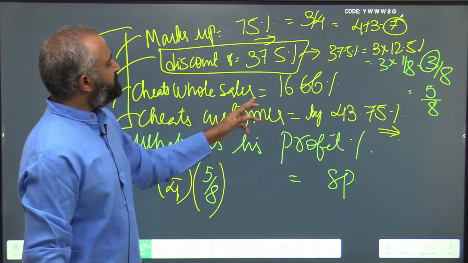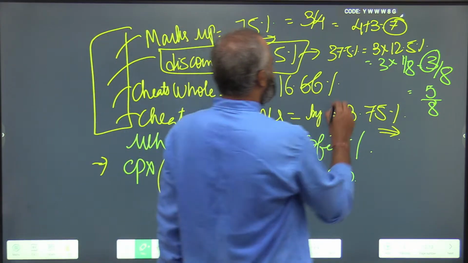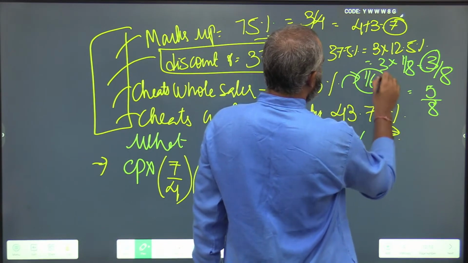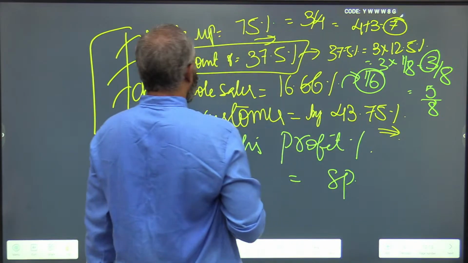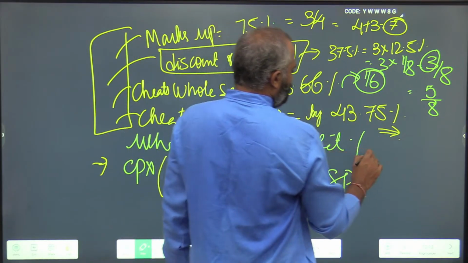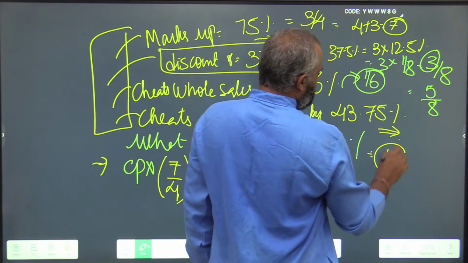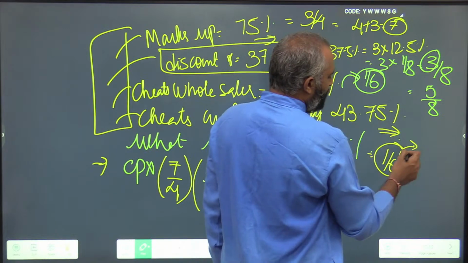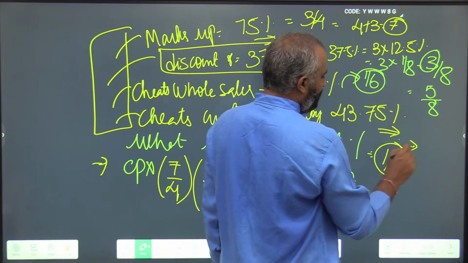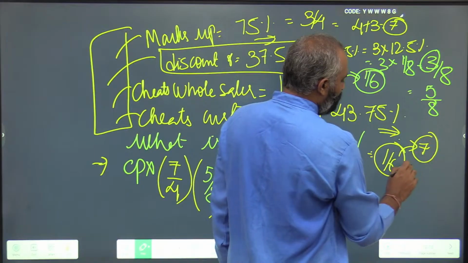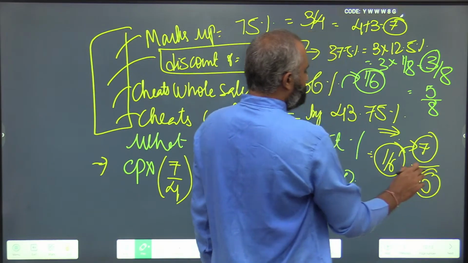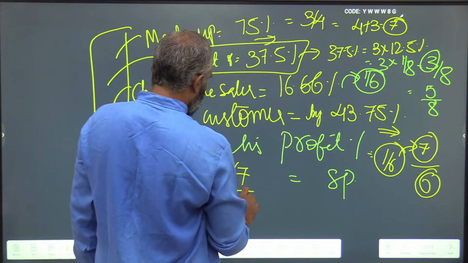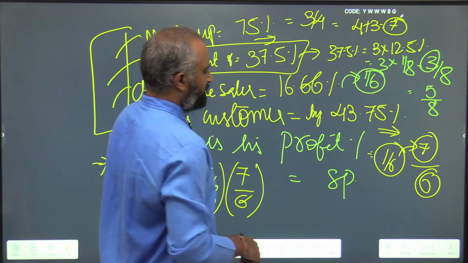Next, he cheats the wholesaler by 16.66%. 16.66% is nothing but 1 by 6. How will he cheat the wholesaler? By taking more than what he paid for. For 6, he is cheating by 1 unit. That means he is taking 7 units, but he is only paying for 6 units. So for the wholesaler, it is 7 by 6.